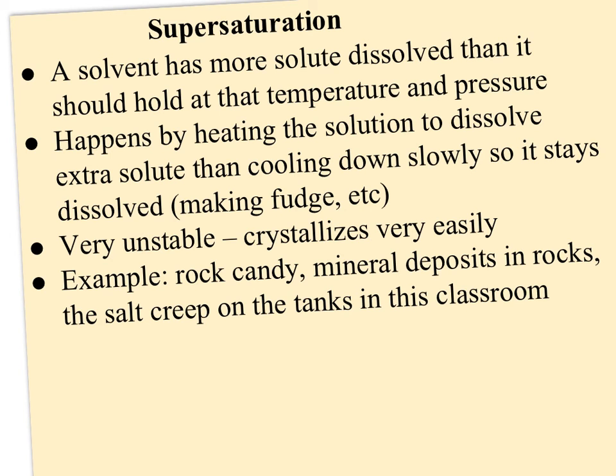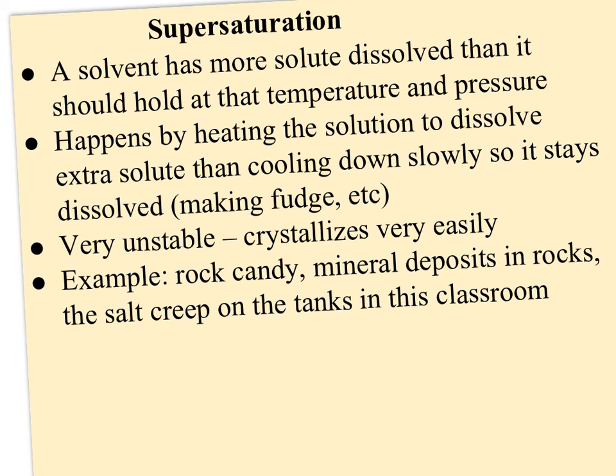The next thing to talk about is this idea of supersaturation. This is when a solvent actually dissolves more solute than it should at that temperature and pressure. Now, a logical question is, then how can that be the maximum if you can dissolve more? Well, it's because you kind of trick the solution into dissolving more. It happens by heating the solution up to a higher temperature and then cooling it back down slowly so it stays dissolved. And this is what you basically are doing when you're making fudge.